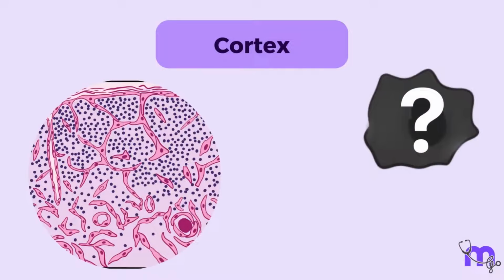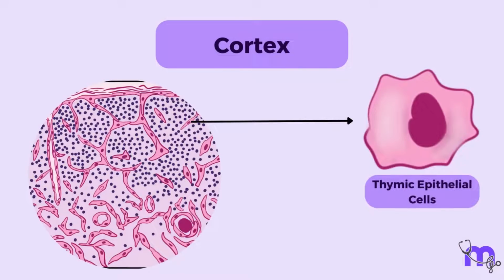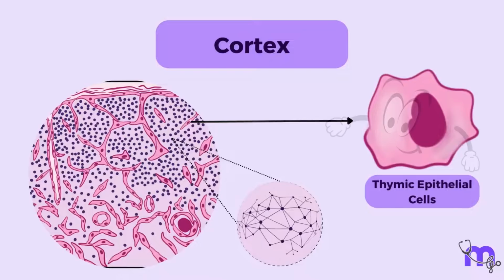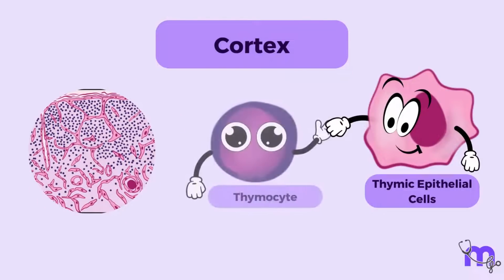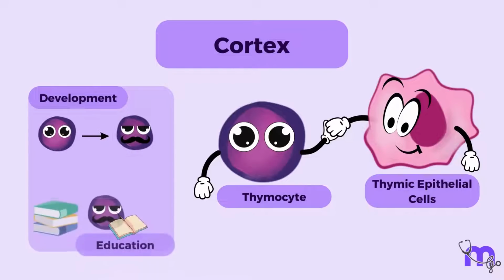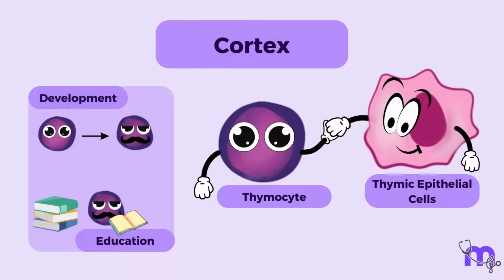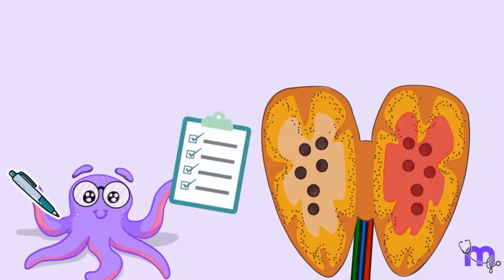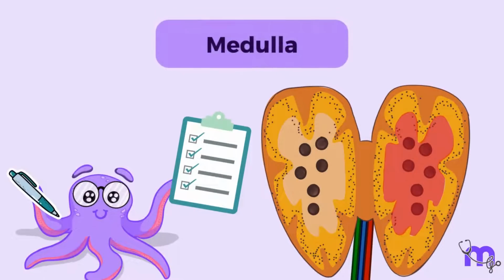The other cells we find in the cortex are the thymic epithelial cells. They form a network throughout the cortex, interacting closely with thymocytes, and play a critical role in the development and education of T cells. And now we move on to discuss the features of the medulla.